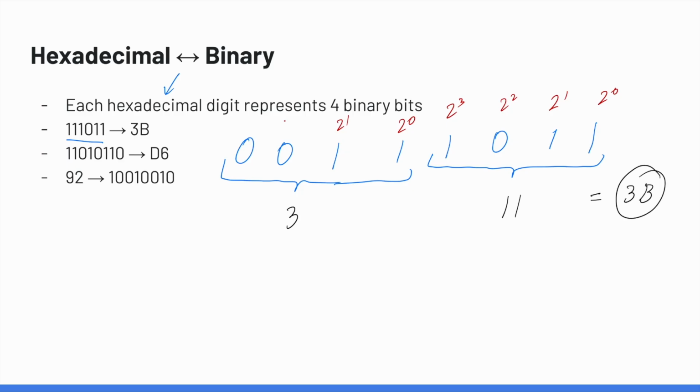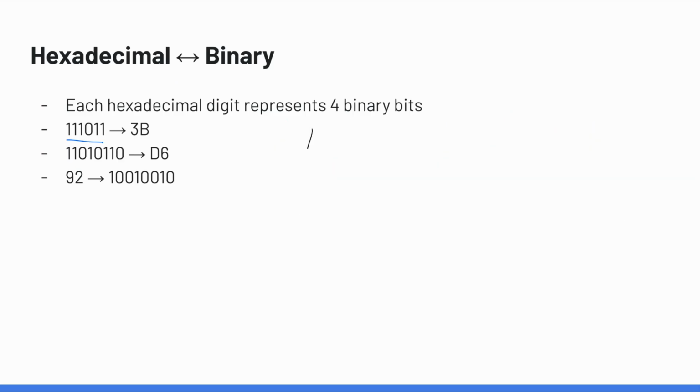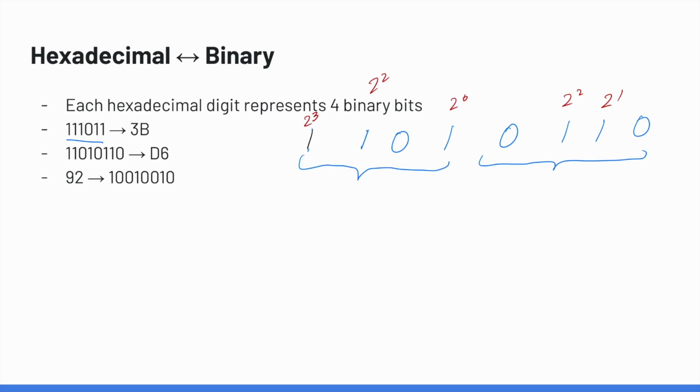Now let's take a look at our next binary value. So this is our next binary value. And again, we're going to split this up into groups, right? So what this is going to give us right here is 2 plus 4, so this is going to be 6. And this is going to be 1 plus 4 is 5, plus 8 is going to be 13. So remember, 13 is represented as D in hexadecimal. So our final answer is going to be D6.